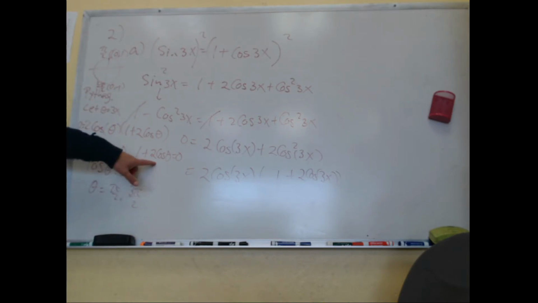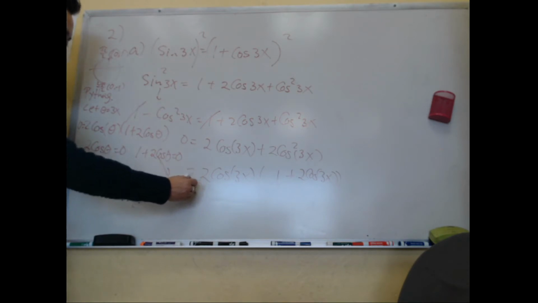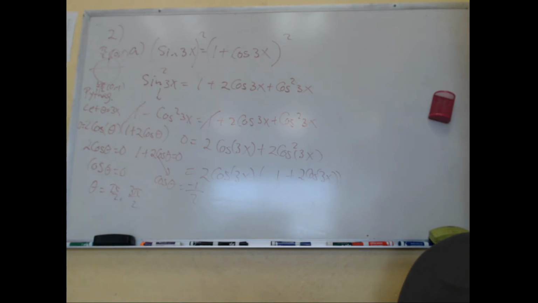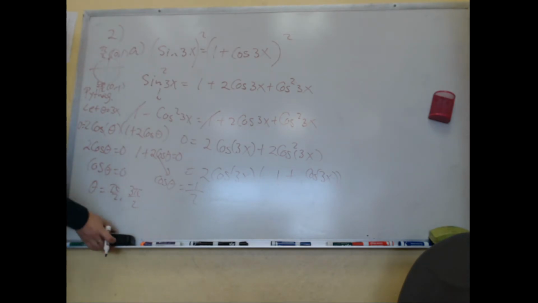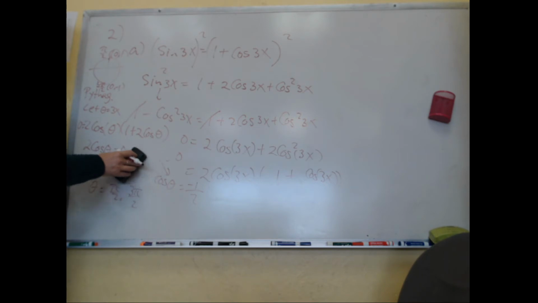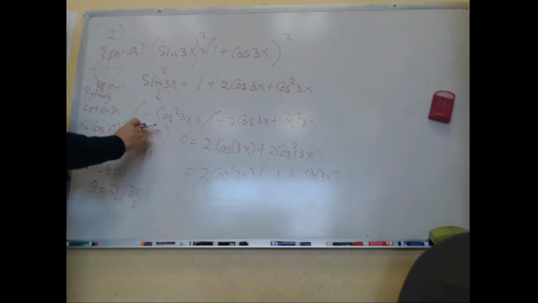But what about the other part? Wait, you did something wrong when you factored. When you took out the 2, there's no 2 there, because we took out the 2. So it's only 1 plus cosine of theta, and that equals 0.